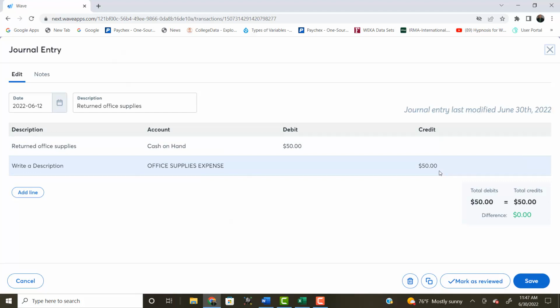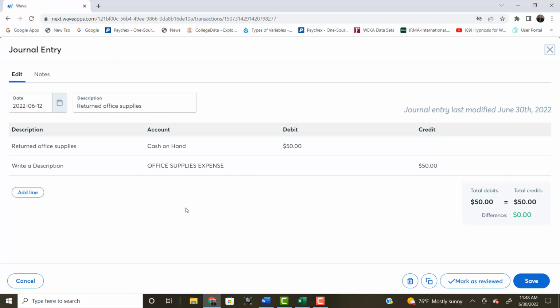Okay? Again, my total debits and credits are equal, and I probably should stop here and talk about why I'm doing it this way, because this is the way it gets done in the real world. We don't take it to an asset and then expense part of it off. We take it directly to the expense, okay, because it's usually not material.